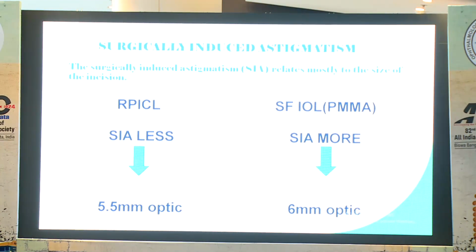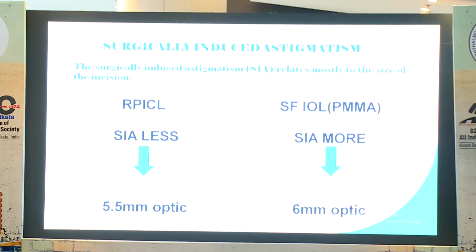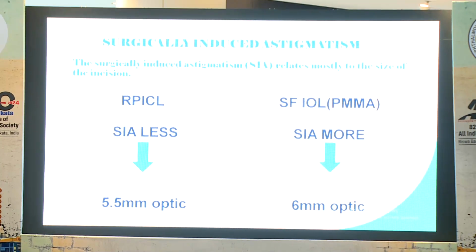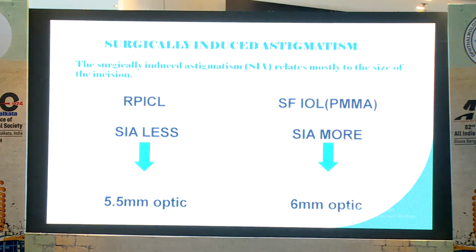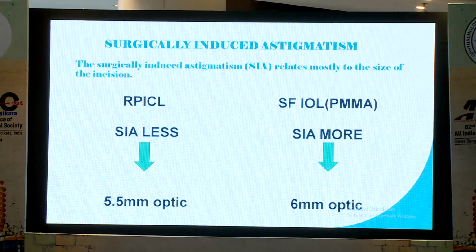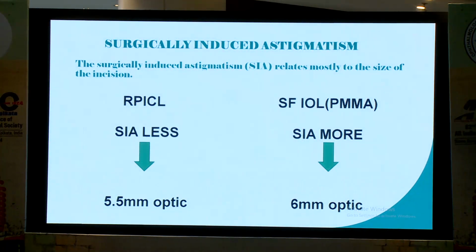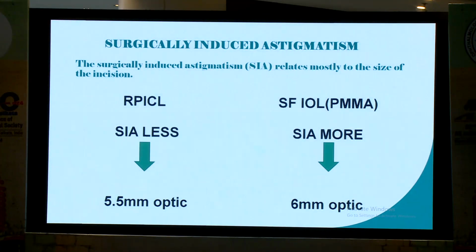First of all, surgically induced astigmatism is associated with the size of the incision. In retropupillary iris claw, we have less SIA because of the smaller optic diameter, 5.5 mm, as compared to the SFIOL, which has a 6 mm optic diameter. But nowadays, we have a foldable three-piece IOL, which can be implanted through a 2.8 mm incision.